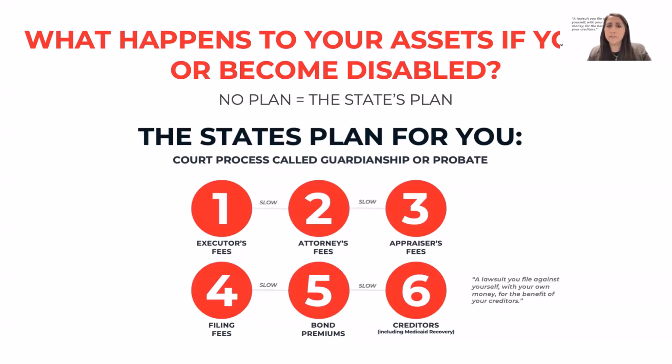So if you add up the fair market value of your house, your investment accounts, your business, and so forth, and let's say it was $1 million for easy math purposes, your family is going to spend roughly $50,000 going through probate court. I like to consider probate court as a lawsuit that you filed against yourself with your own money for the benefit of your creditors, because truly the money you have to spend first goes to executor fees, then attorney's fees, then appraiser fees, then filing fees and bond premiums, and then the creditors get paid. And then anything that Medicaid paid for, anything that goes through probate, they get reimbursed from. And then whatever's left goes to your beneficiaries, all of which could be avoided with proper planning.